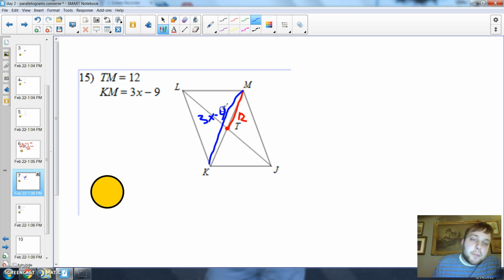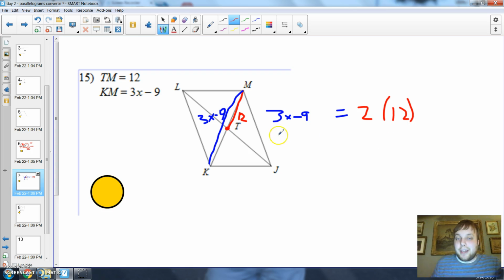Now, here's the deal, guys. Those are not equal to each other right now. Would you agree they're equal to each other? I would not agree. But I do know that 3x minus 9, that long one, is the same as what about the red one? Would you agree 2 of the reds is the same as one of the blues? Yeah, everybody's nodding their head.